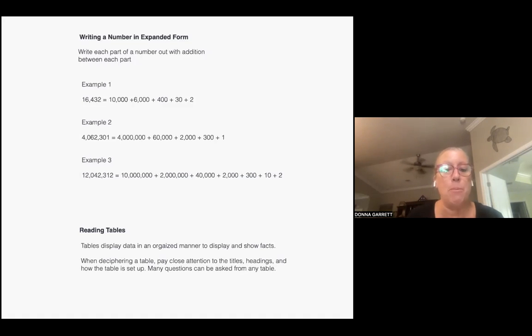When you go to a table and you're trying to find a fact, pay close attention to the titles, headings, and how the table is set up. A lot of times, your answers even lie there, not even in the table. Plus, it'll also tell you if it's counting, let's say your table is in millions and they put 500, that means 500 million. But if you don't read the fact that it's counted in millions, you would think it was 500.